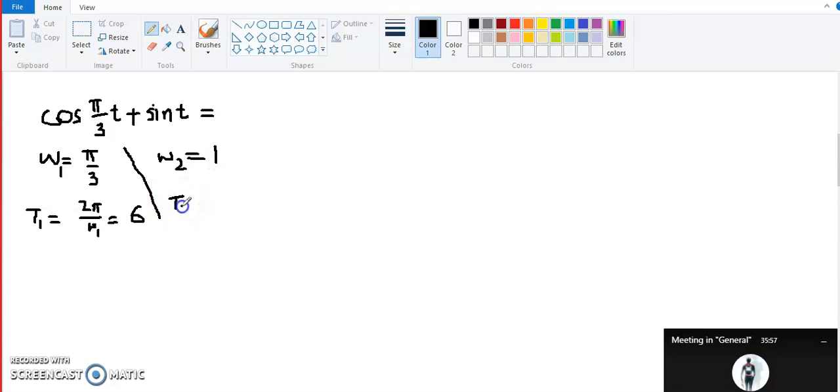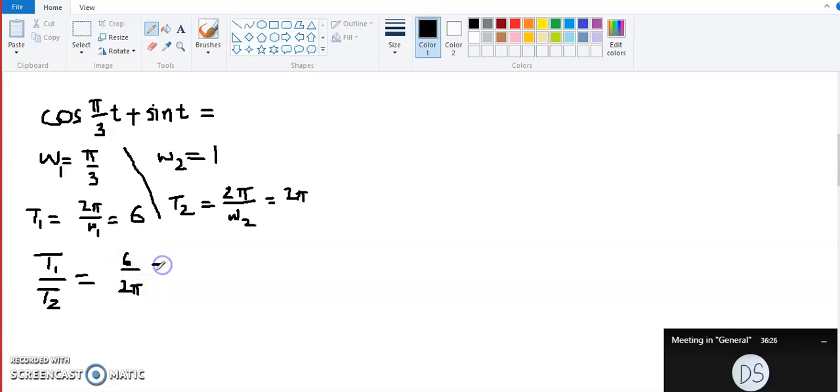कितना होगा? 1 होगा ना. So it will be 2 pi by omega 2, यानी कि it will be 2 pi. Okay. So what will be T1 by T2? T1 by T2 will be equal to 6 by 2 pi. Agree? And it will be 3 by pi.